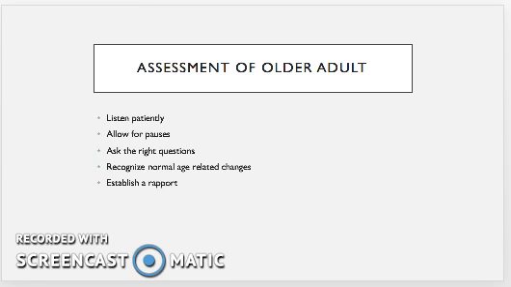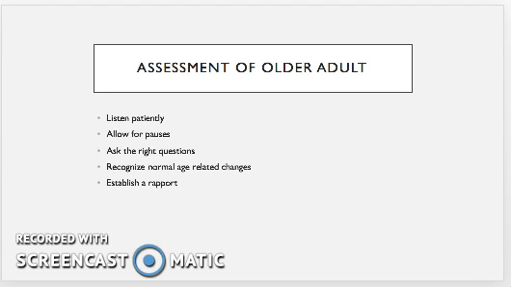When you're thinking about assessing an older adult, there are some things you really need to pay attention to. A lot of the same rules that you use when you're assessing anybody else will definitely apply, but some things you need to pay particular attention to or be conscientious about when you're assessing an older adult is that you've got to take your time. You cannot rush through your assessment of the older adult. You've got to listen very patiently.